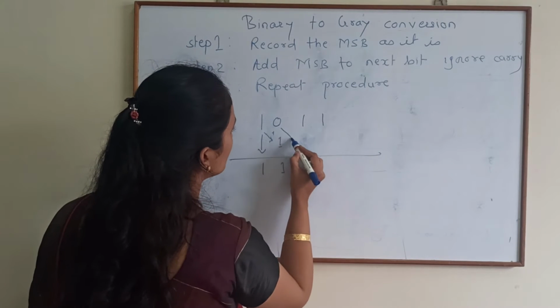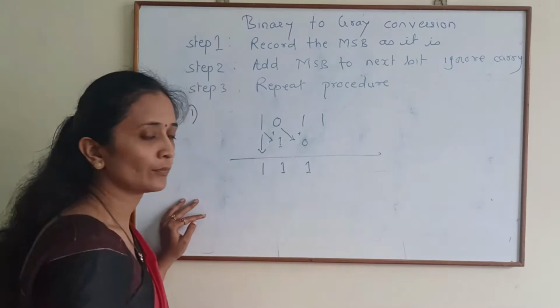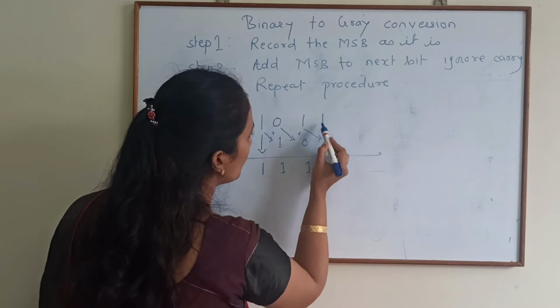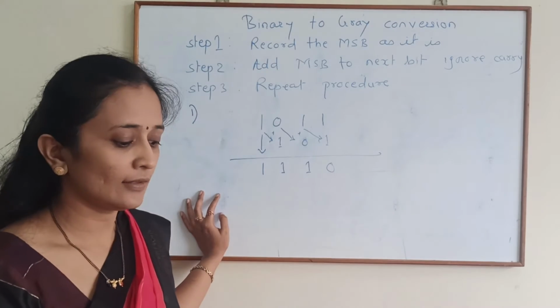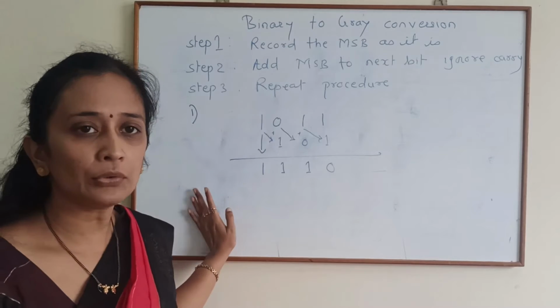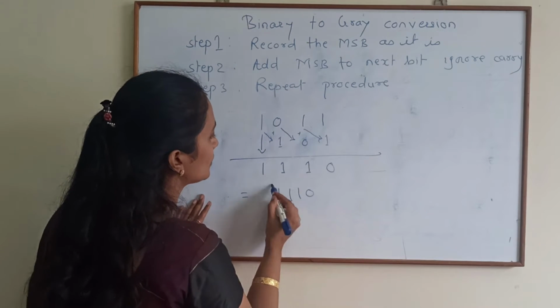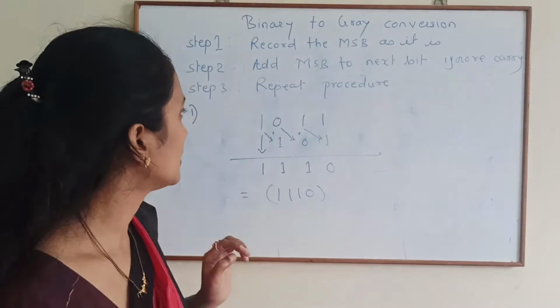Repeat the procedure. This 0 will come here. 1 plus 0 is 1. Repeat the procedure. This 1 will come here. 1 plus 1 is 0. Ignore carry. We have carry, but we have to ignore. Therefore, what is the answer? 1, 1, 1, 0. This is the gray equivalent of 1, 0, 1, 1.